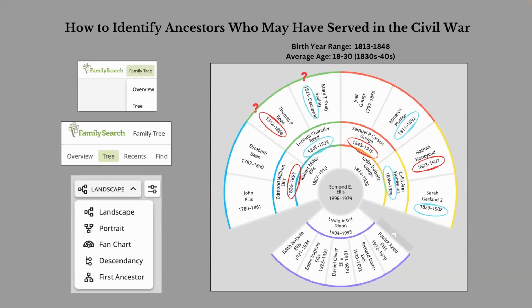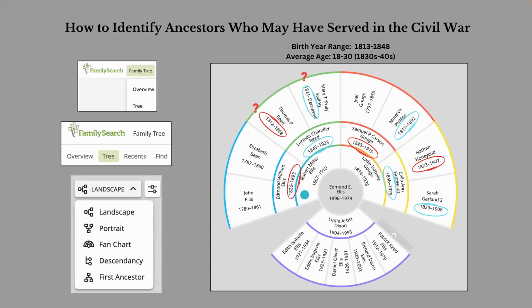So here's what I discovered. Edmund is obviously too young. His parents are too young. But this next generation, this was the generation of people that lived through the Civil War. And we're going to look at the red, which are the men.